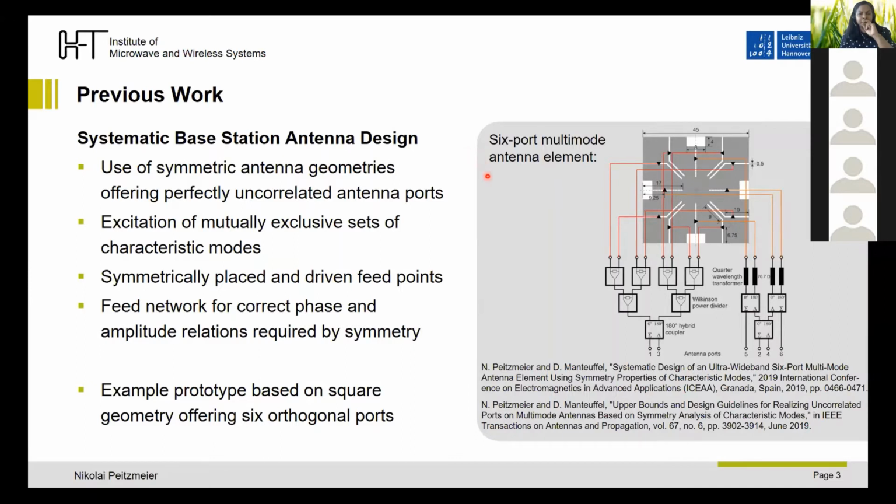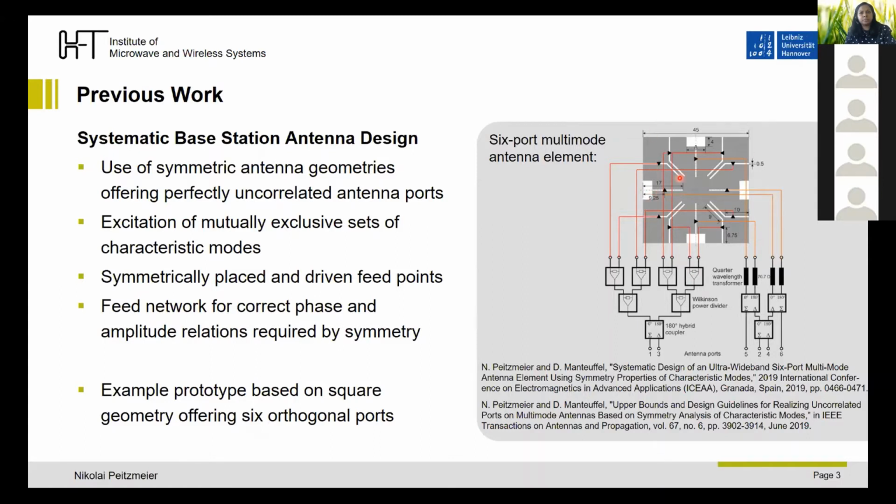And we have recently found that symmetric antenna geometries are especially suitable for the task of designing multi-mode antennas, because we can show on fundamental basics by means of group theory that symmetric antenna geometries offer mutually orthogonal sets of characteristic surface current densities. And these orthogonal sets can be excited separately, and this leads us to the design of perfectly uncorrelated antenna ports. In order to achieve this, we have to symmetrically place our feed points on the antenna surface.